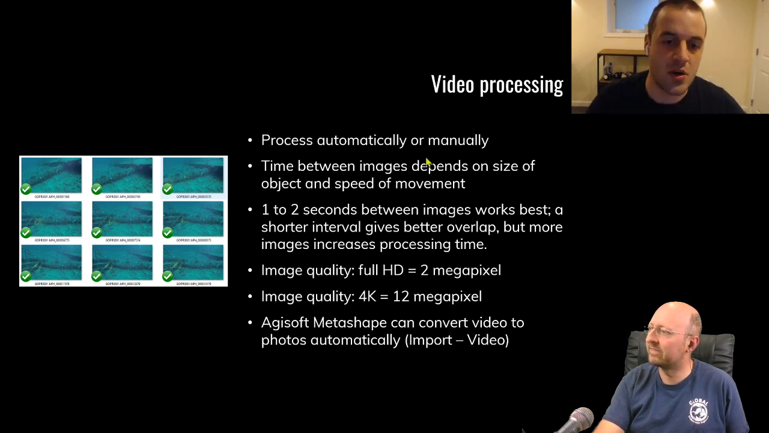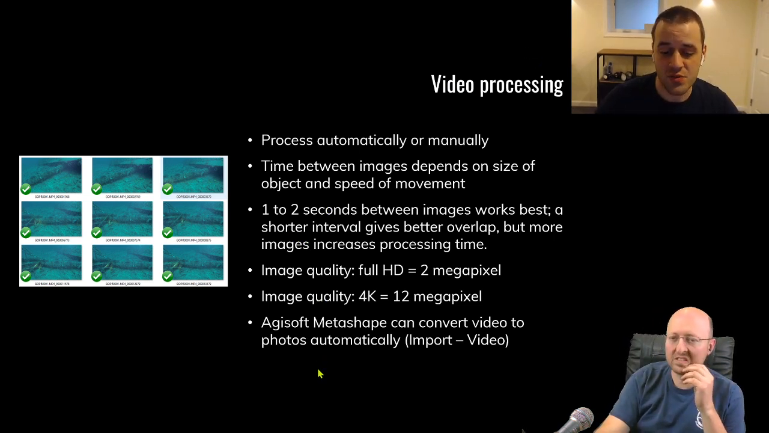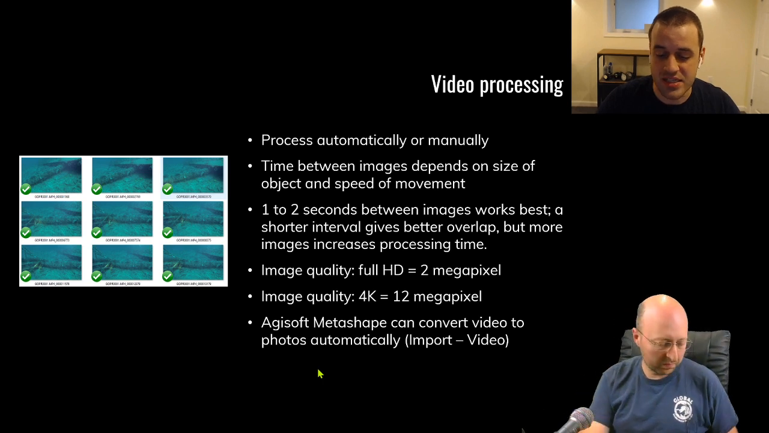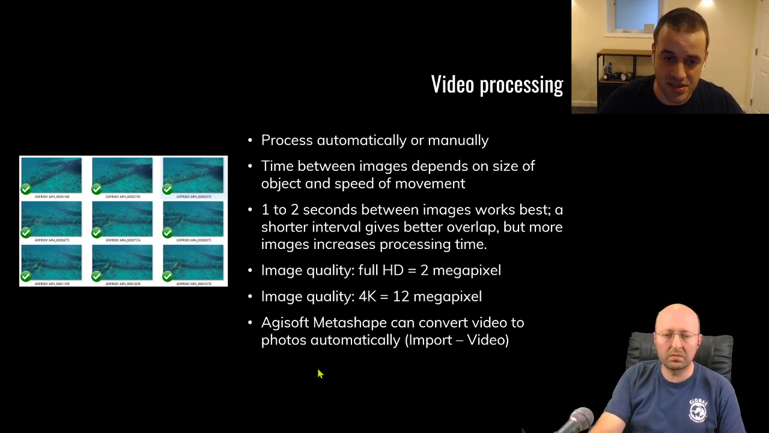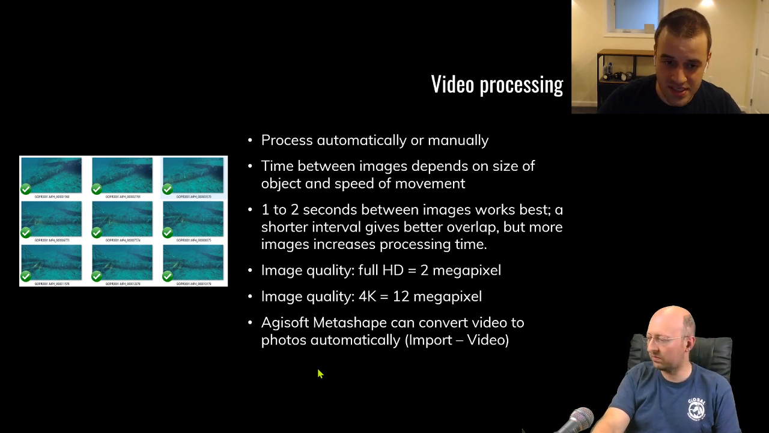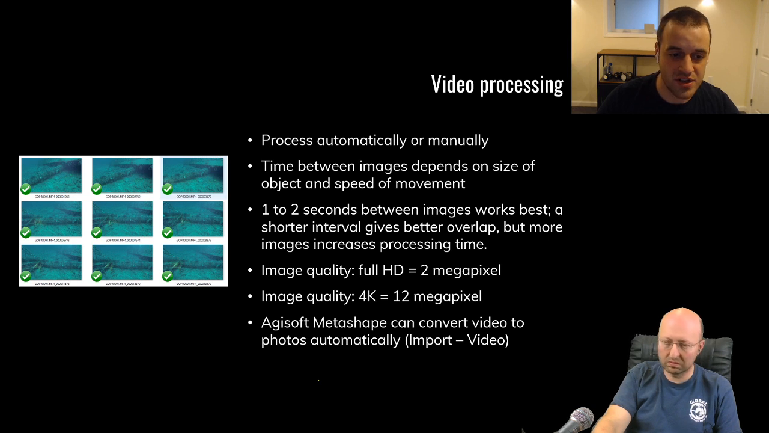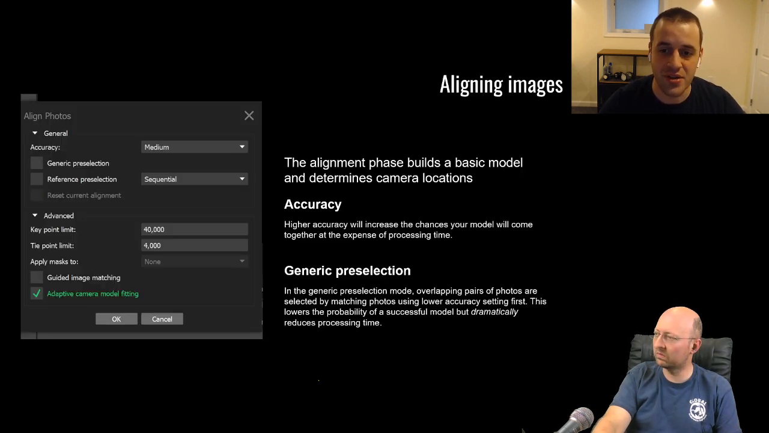Okay, so if we're processing videos, we do this process of turning the video into stills. If we've got stills, then we're just going to work with the stills. Either way, at this point we're at the same spot, with a bunch of still frames in our chunk, and we're ready to do our first step in creating our 3D model.